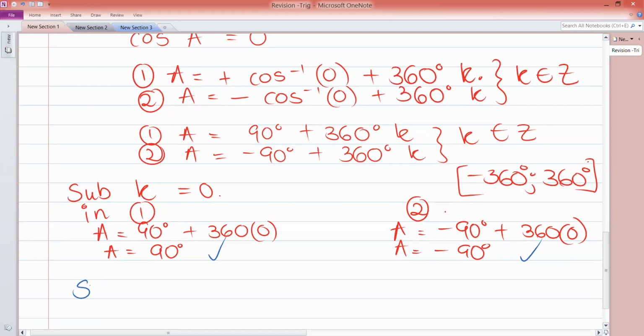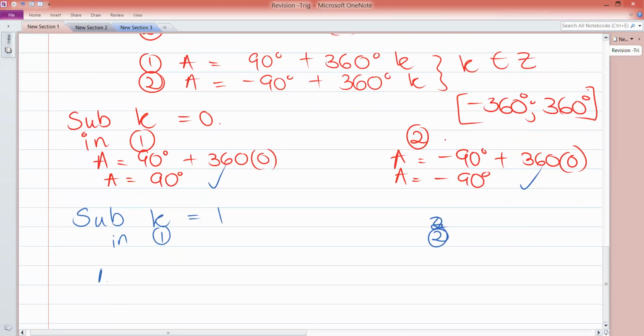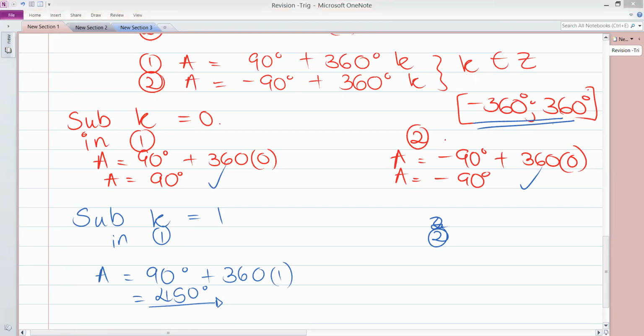Now, let's go and sub K equals 1 into the first equation and the second equation. A equals 90 degrees plus 360 multiplied by 1. You're going to get 450 here. Is 450 within this range of negative 360 and 360? No, so we can discard that.